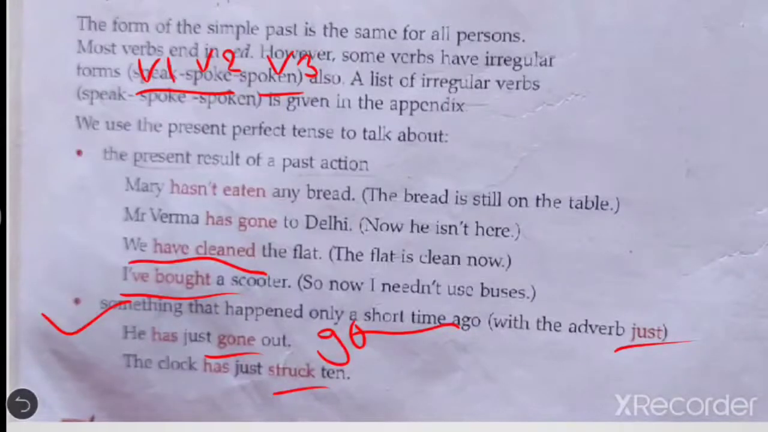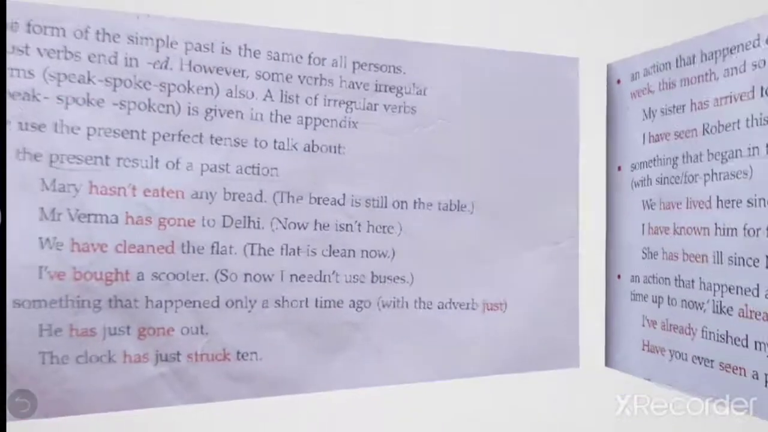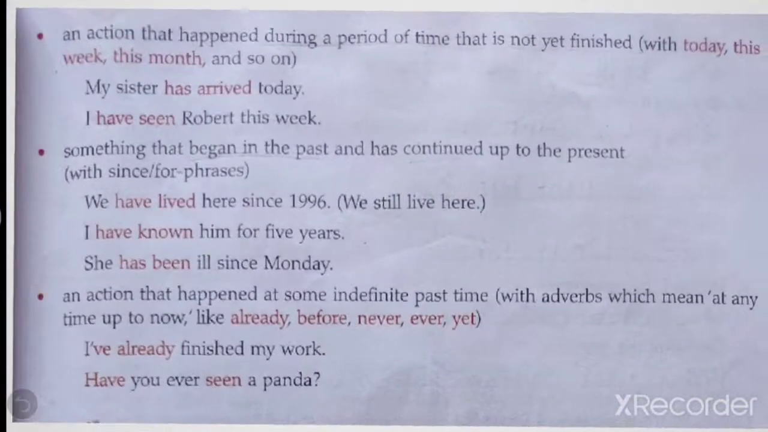Now we'll see another use of present perfect tense. An action that happened during a period of time that is not yet finished, with today, this week, this month, and so on. The action that happened during a period of time that is not finished yet.